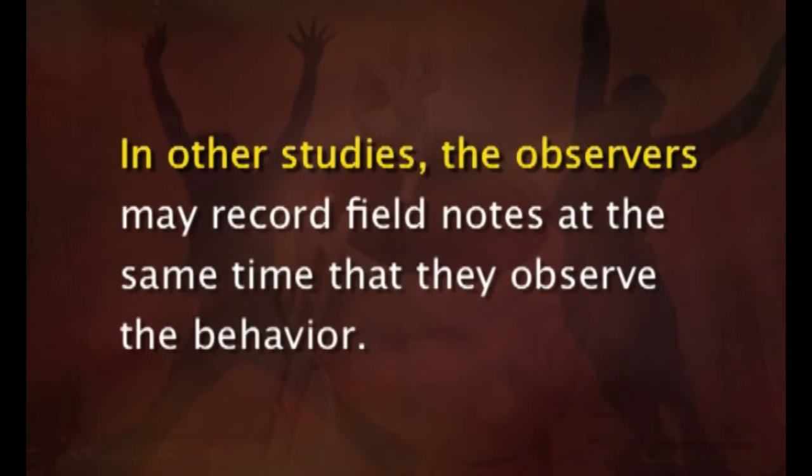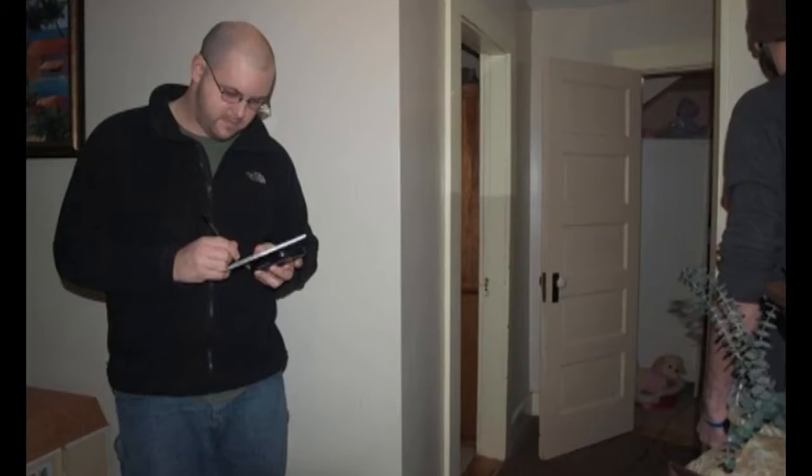The advantage of recording afterwards is that the observer is less likely to arouse curiosity, suspicion, or antagonism in the participants. In other studies, the observers may record field notes at the same time that they observe the behavior. For instance, in research on police-citizen encounters, trained observers coded the interaction as it occurred. Although taking notes in this manner could be potentially intrusive, it permits more details to be recorded and minimizes any distortion by selective memory on the part of the investigator.